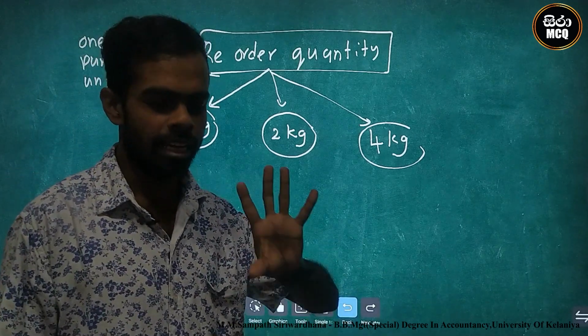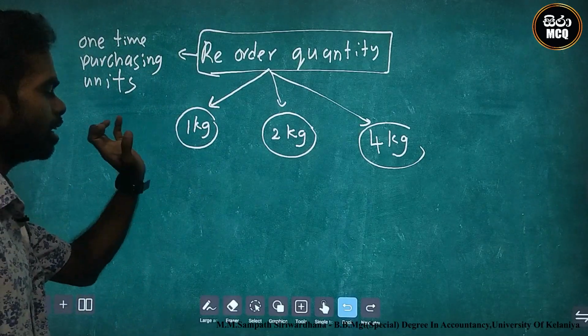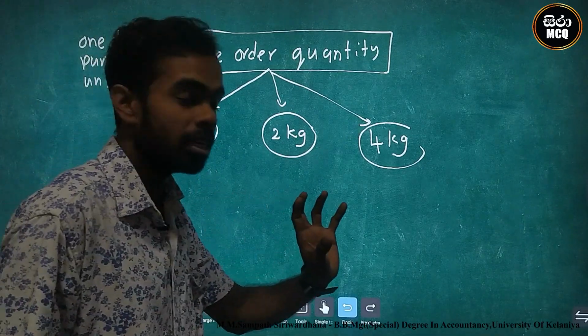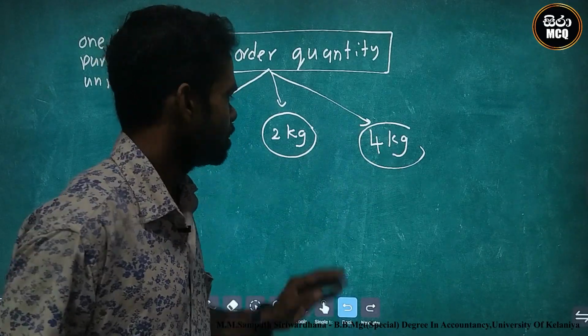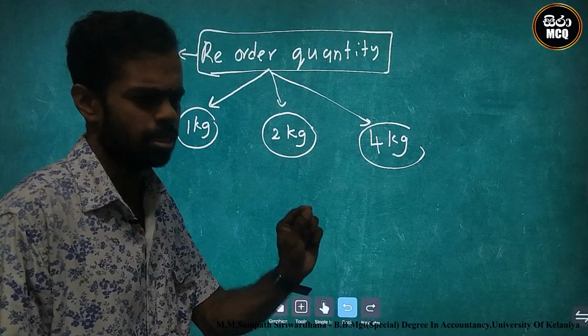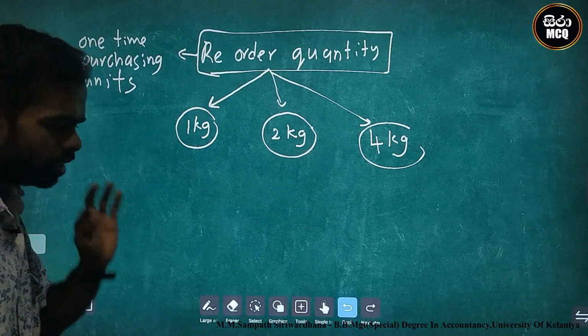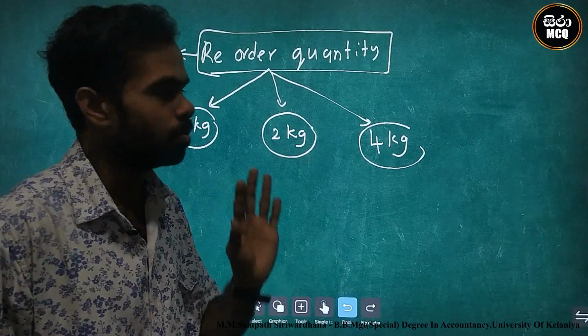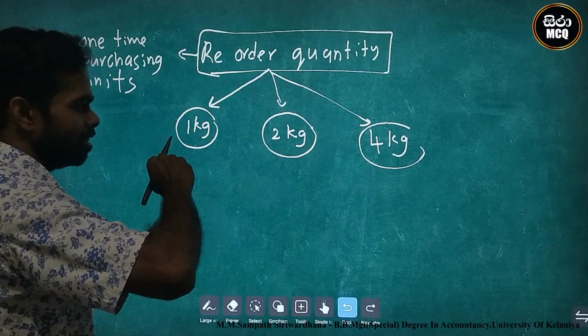And at that time some persons have a lot of money, therefore they purchase 4 kilos. Some persons purchase only 2 kilos at one time. Other persons purchase only 1 kilo at one time. You know, these are the reorder quantities.